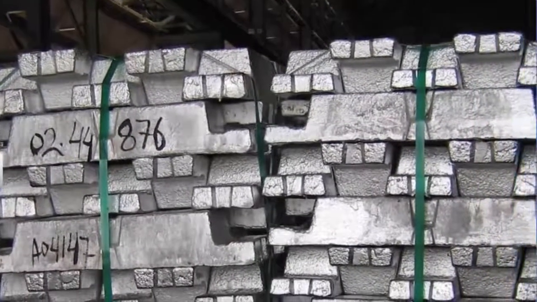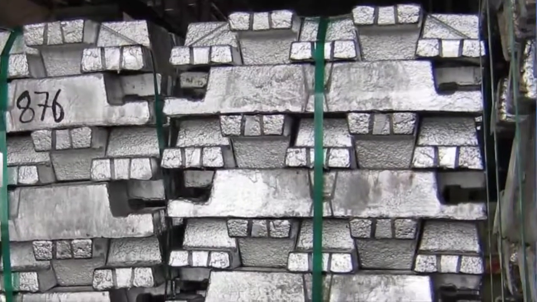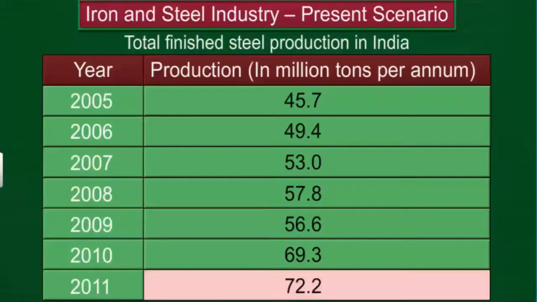With a production capacity of 72.2 million tons of steel, India is the 4th largest producer of crude steel and the largest producer of sponge iron in the world. India is also a leading exporter of steel in the world.